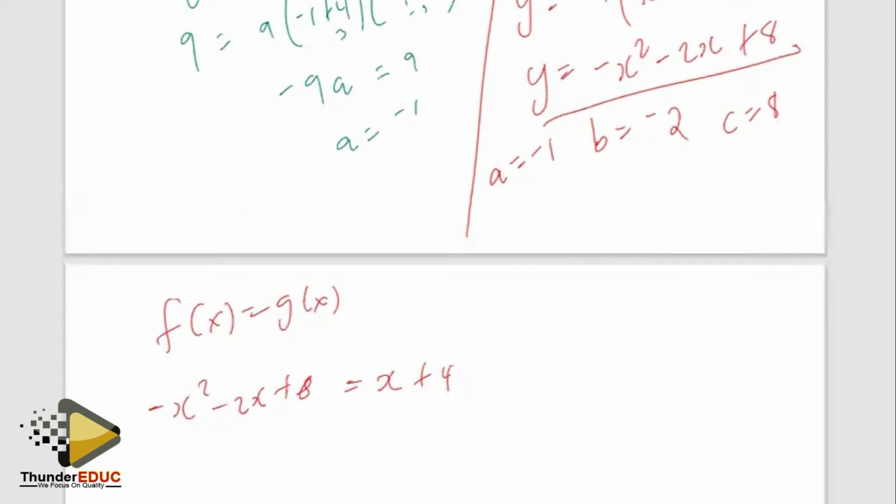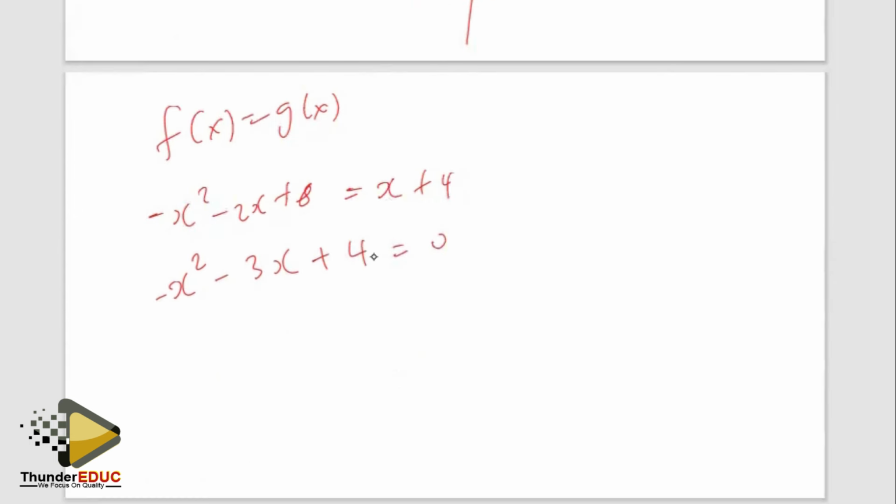So -x squared minus 2x plus 8 is equal to x plus 4. Let's create a standard equation. So it's -x squared minus 3x plus 4 is equal to 0. If you choose to divide through by a negative, it's going to be x squared plus 3x minus 4 is 0. Having this, we shall have x and x, and have a 1 and a 4.